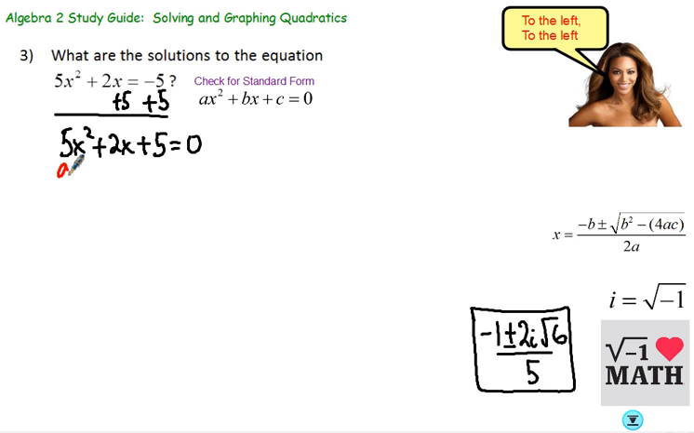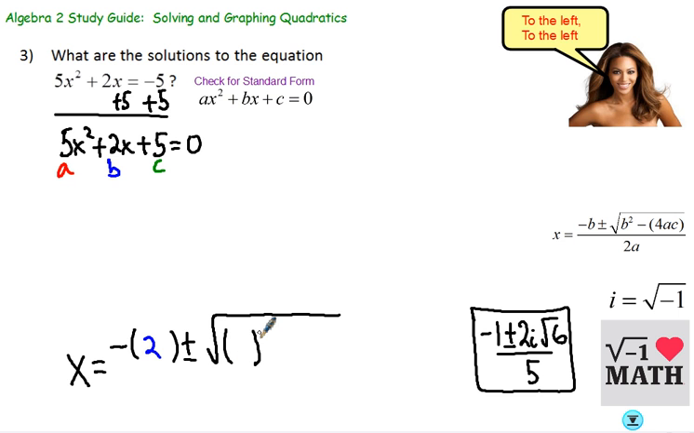So again, let's label A, B, and C. There's my A, 2 is my B, and then 5 is my C. Skip down a couple lines so we can make our cake. So I've got negative B, which in this case is negative 2, plus or minus the square root of B squared, which again B is 2, minus 4 times A, which is 5, times C, which is also 5.